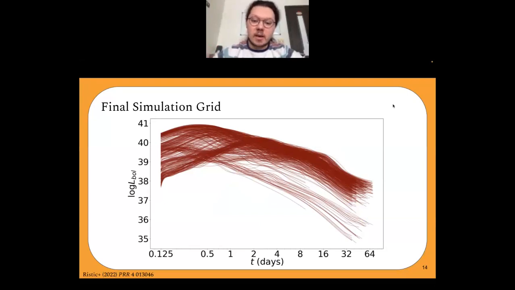After doing that, the total simulation grid was about 400 simulations. So we placed about 10 times as many simulations as we started with. And now, again, this is log bolometric luminosity as a function of time in days, and this is just showing the bulk properties of the light curves. We used the bolometric luminosity for placement of new simulations, but we wanted to see what the interpolation would behave like if we looked at specific broadband filters.